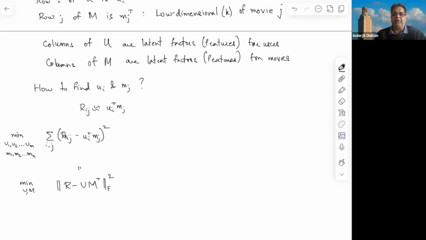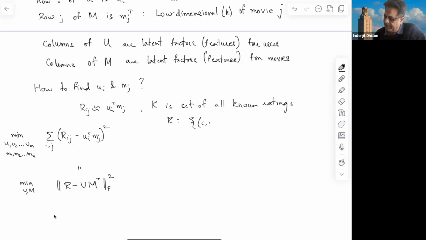If I knew all Rij from i equal to 1 to M and j equal to 1 to N, which is that all users have rated all the movies and so on, which is, of course, unrealistic, then this problem would be solved by the SVD. But that's not the given problem. The problem is that you only know certain indices. So let me say that K is the set of all known ratings. Okay, so K is all the pairs Ij such that Rij is known.